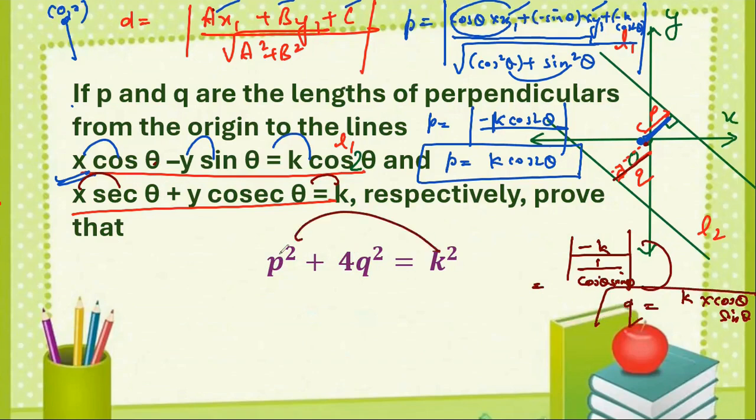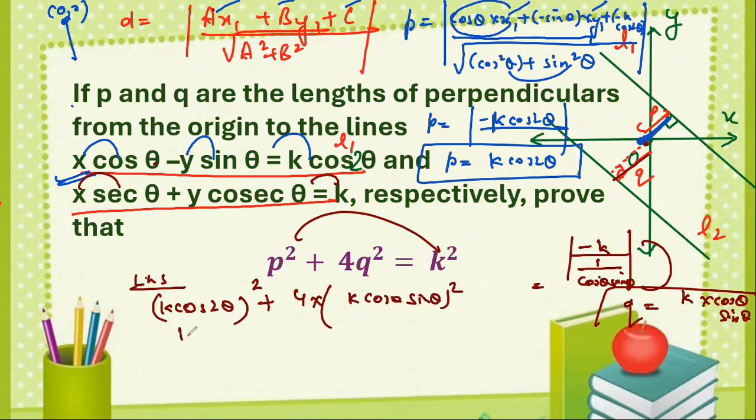Now we have to prove this one, right? Now I am taking the left hand side. So what is the value of P? P is K cos 2 theta whole square plus 4 multiplied by Q square. So it will be K cos theta sin theta whole square. So it will be K square cos square 2 theta plus 4 multiplied by K square cos square theta sin square theta.